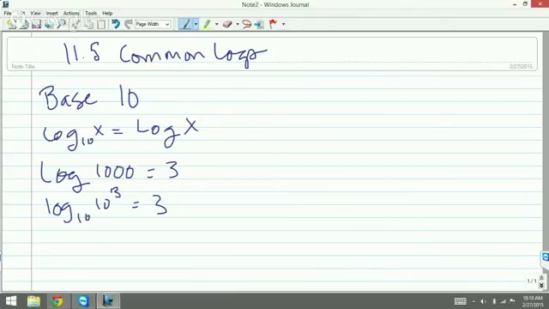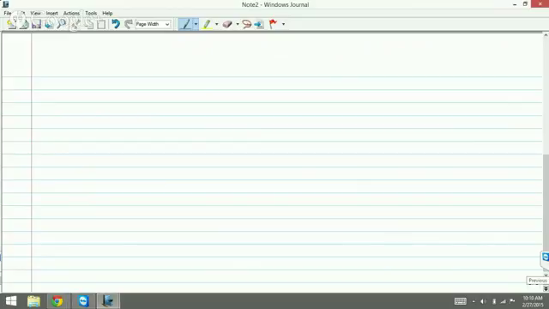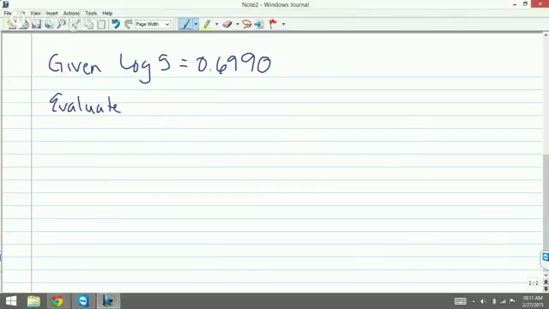There are lots of different problems in this section. If you look in the book, there are 8 examples. I'm going to show you many of them. Let's say if you don't have a calculator, let's say log 5 is that value. Evaluate that right there.